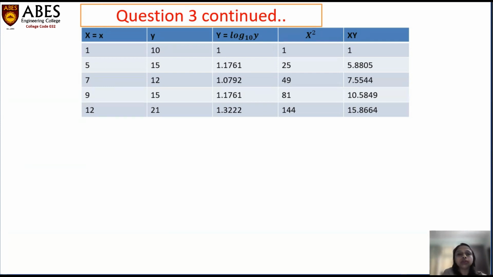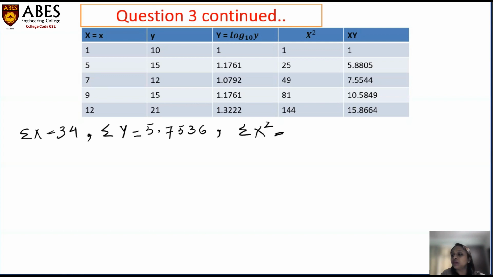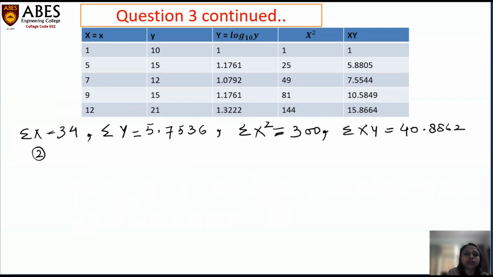Now, on solving, we get summation of x as 34, summation capital Y as 5.7536, summation of x square as 300, and summation of xy as 40.8862. So we will substitute these values in equation number 2 and 3.